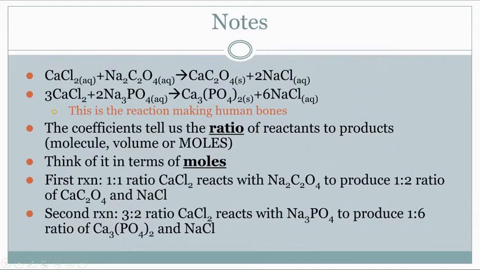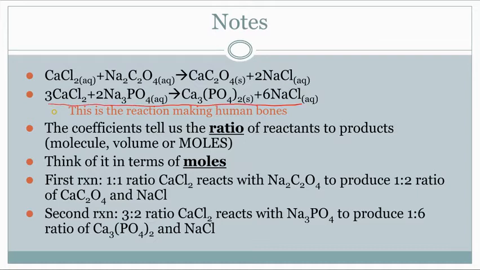So if we're looking at these two different chemical equations, we have calcium chloride reacts with sodium oxalate to produce calcium oxalate and sodium chloride, and we have a 1 to 1 to 1 to 2 ratio there. And then in the next equation, we have 3 moles of calcium chloride reacts with 2 moles of sodium phosphate to produce 1 mole of calcium phosphate and 6 moles of sodium chloride. Now, this reaction is the actual reaction that's used in making human bones.